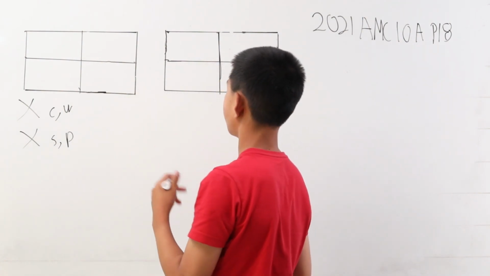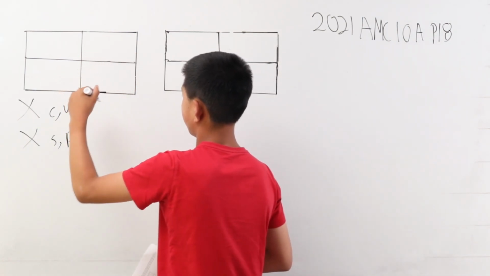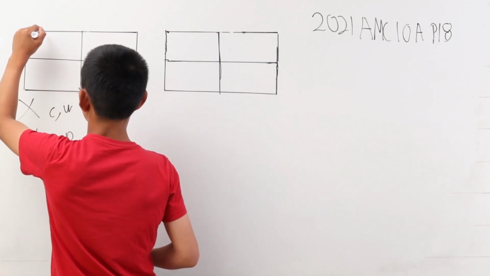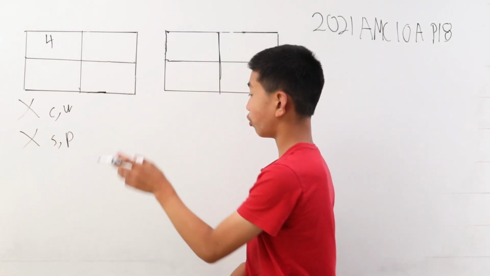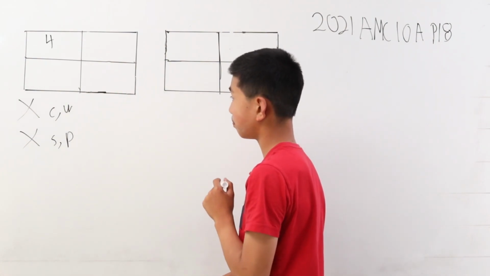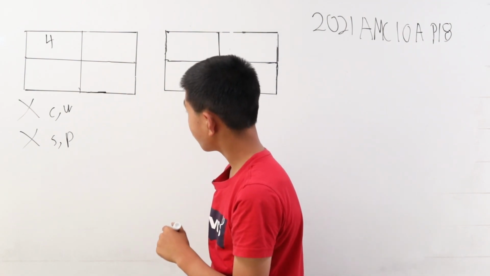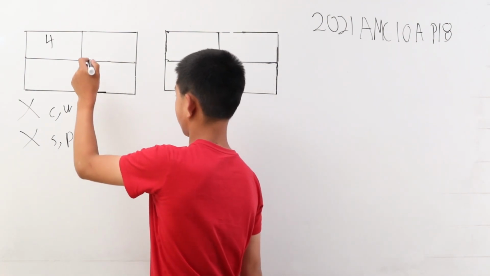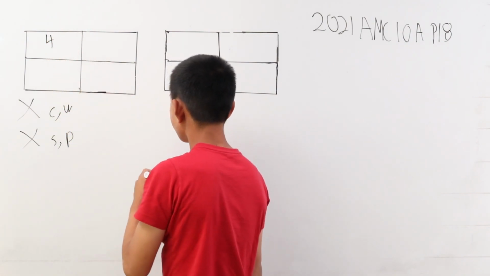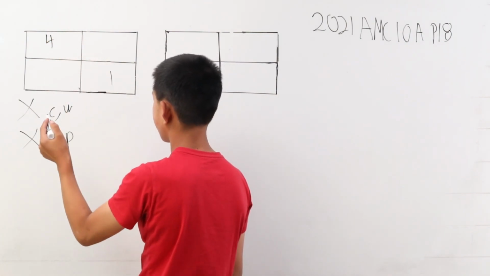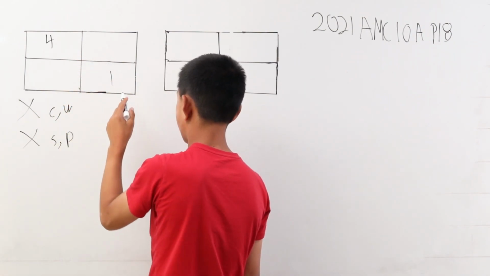Let's just consider the first case. Let's take one corner of the square. Let it be this one. There's 4 ways to choose the crop, because there's 4 crops: corn, wheat, soybeans, or potatoes. Now, the first case is where the box diagonal from it is the same as this one. If it's the same, then this box has to be 1.